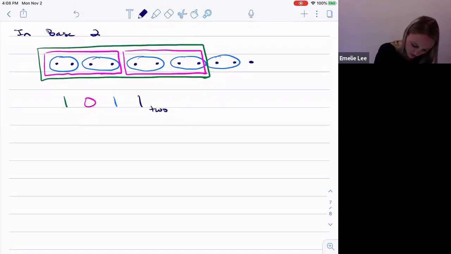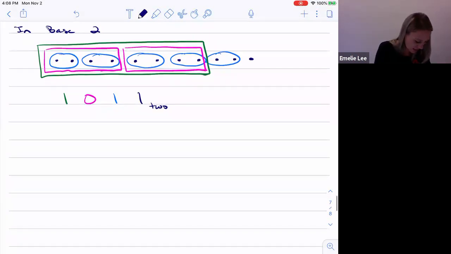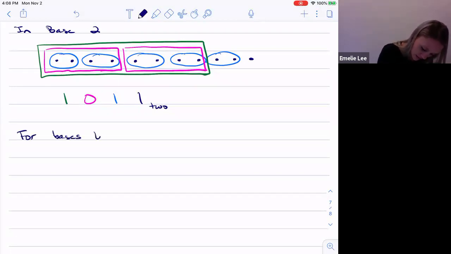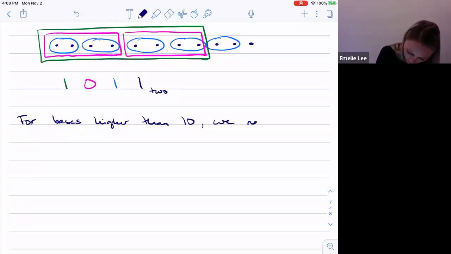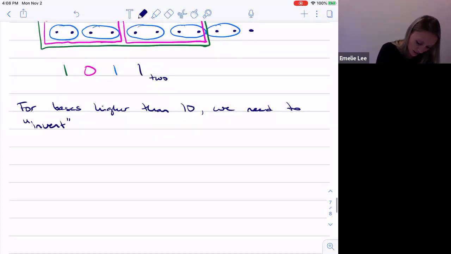But we're getting there. So for bases higher than 10, the problem becomes that we have to invent new symbols, which is fine. We can use the alphabet. All of them probably by now have been assigned. So for bases higher than 10, we need to, quote unquote, invent. We're not inventing anything, new symbols.